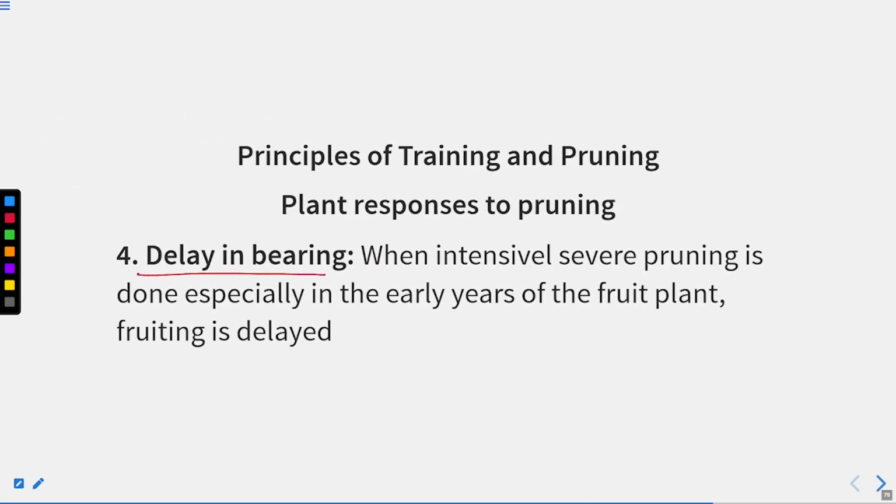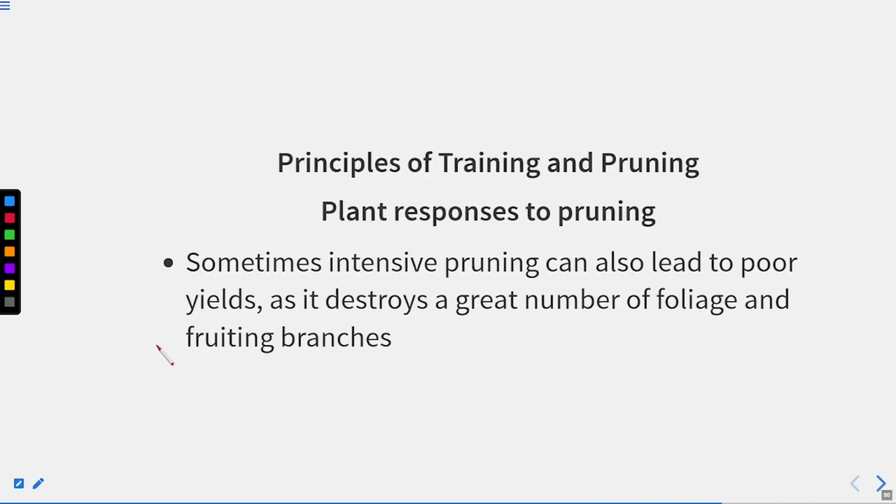Delay in bearing. When intensive, severe pruning is done, especially in the early years of the fruit plant, fruiting is delayed. So when you do severe pruning in the fruit plant in the early years, what will be the effect? The fruiting will be delayed in those plants.